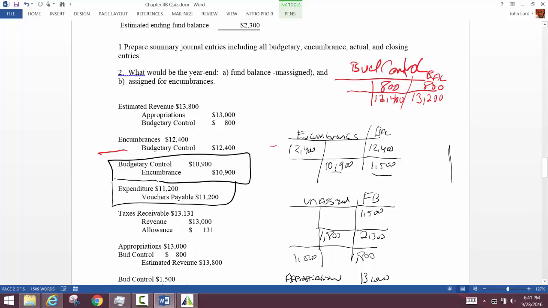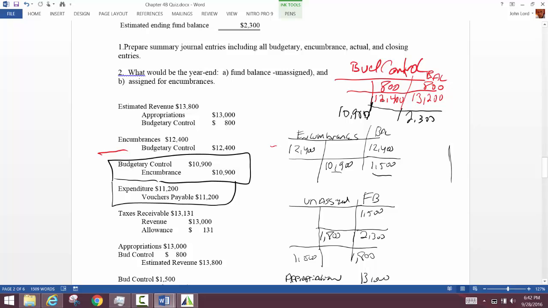Okay. And I've added budgetary control to this discussion, to these T accounts over here, these ledger accounts. So I guess that was a debit to budgetary control for 10,900. Okay, good. What's the balance in here now? 2,300. Still with me? Okay, good.